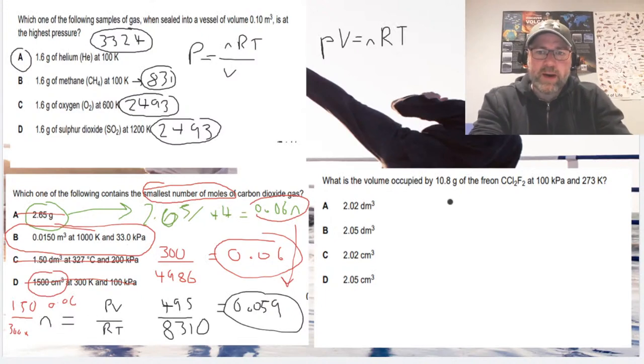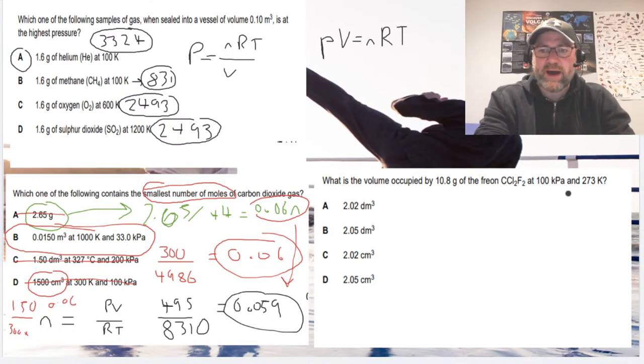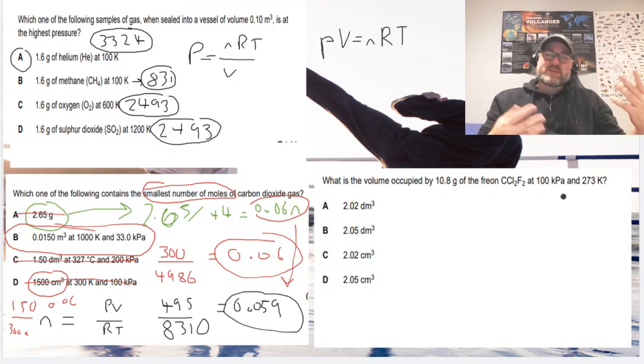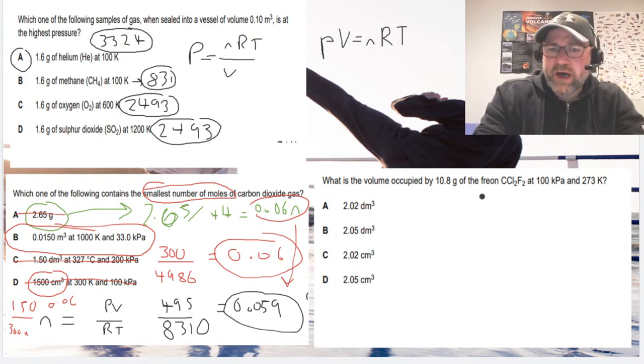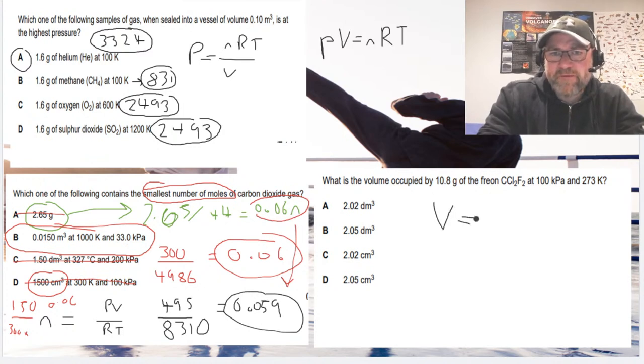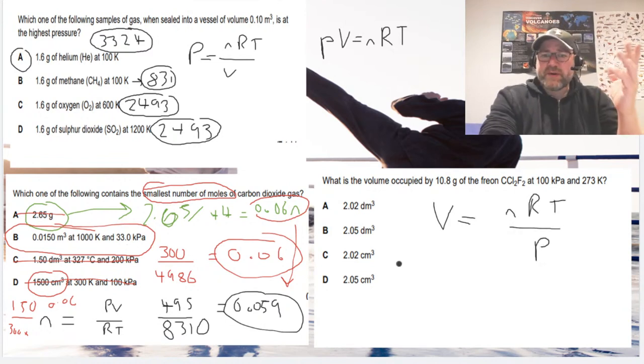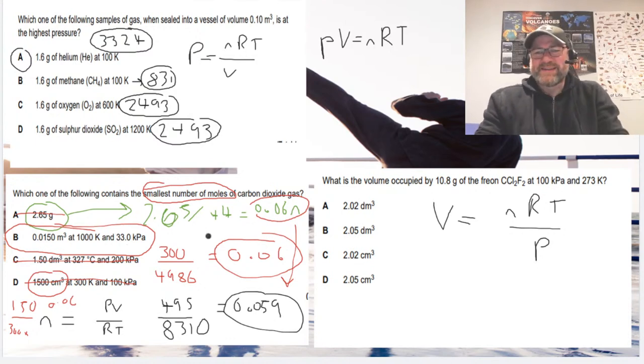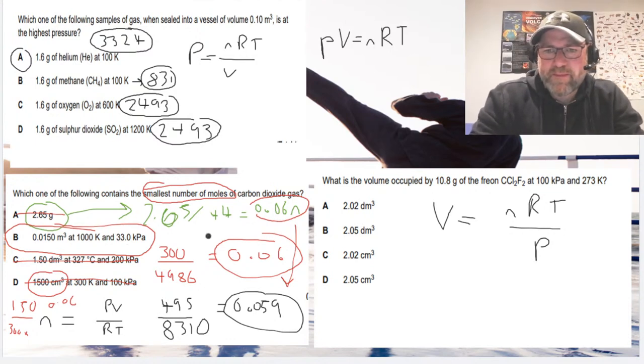What is the volume occupied by 10.8 grams of freon at 100 kPa and 273? This one's a bit easier because we're just going to do volume again. So we're going to rearrange this: V is equal to nRT over P. So let's smash through it and find the right answer. We need the volume, righty ho.